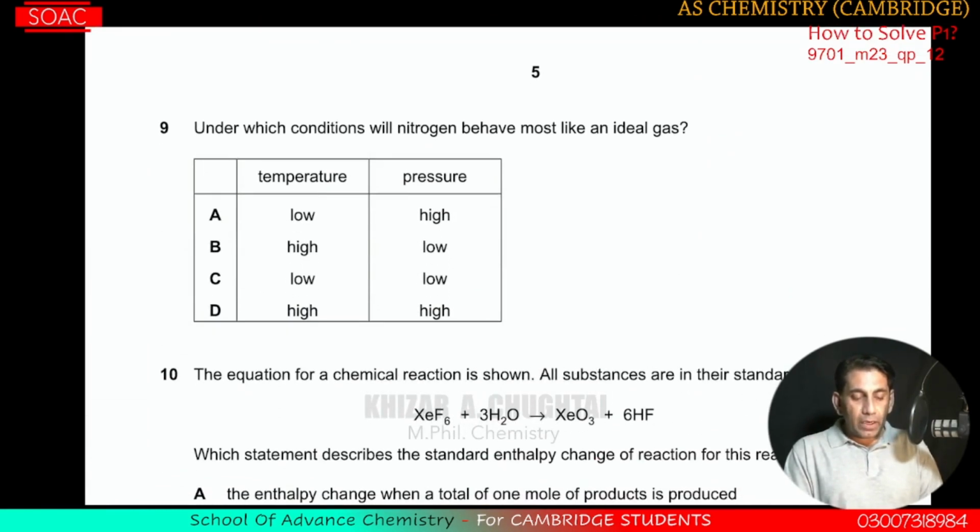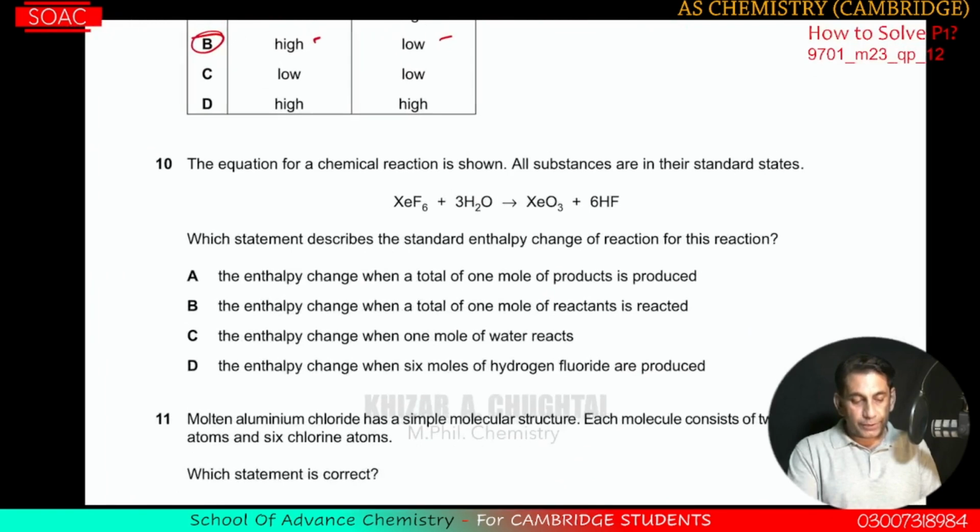Question number 9. Under this condition, will nitrogen behave most like an ideal gas? For ideal behavior, temperature must be higher and pressure must be lower. Temperature should be higher and pressure should be lower. So higher, lower, B is the correct option.